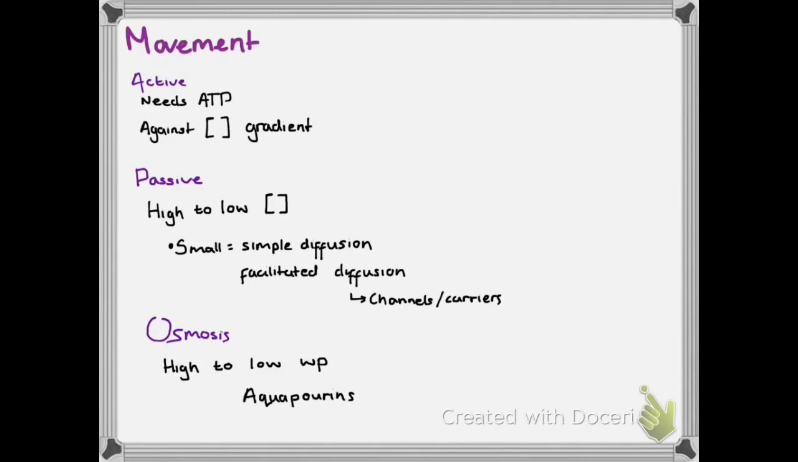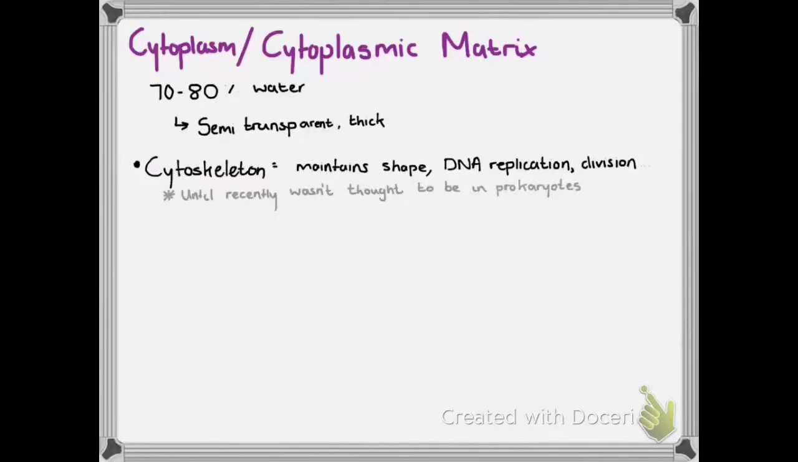And you've got your specific type of movement, which is a movement of water via osmosis. This is from a high to low water potential through a type of protein in the membrane called aquaporins. You've then got that thing that I like to think of as jelly, which is your cytoplasm and your cytoplasmic matrix. This is actually 70 to 80% water, which is why it's often seen as transparent and thick. It has a cytoskeleton which helps it maintain shape, aids DNA replication and division, and until recently it wasn't actually thought to be in prokaryotes.